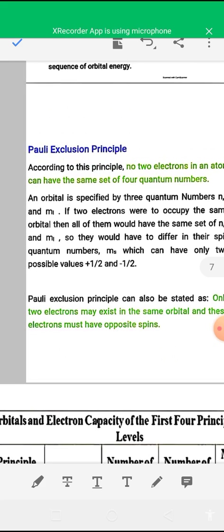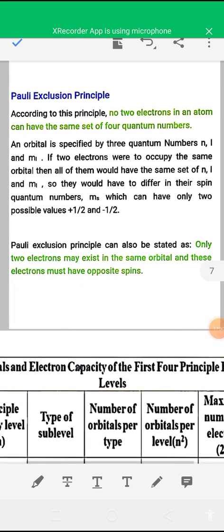Next important principle is the Pauli exclusion principle. Very important it is also.